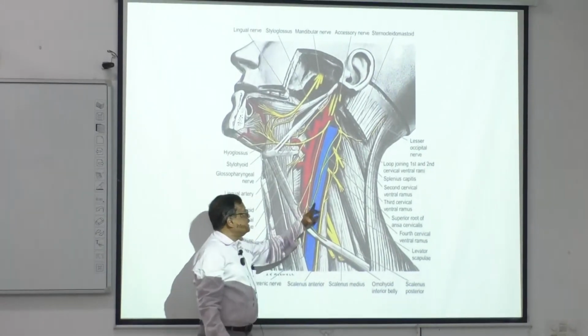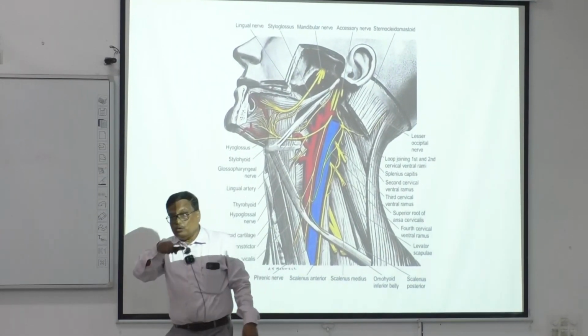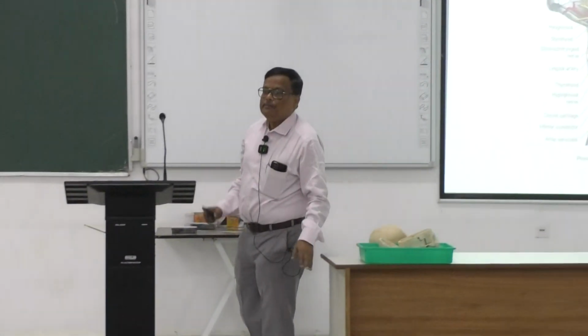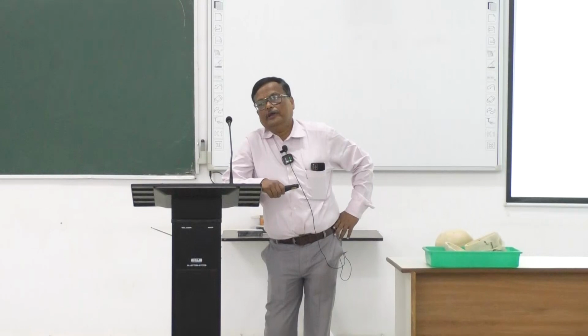And this is the external jugular vein. Here it is the most important vein, internal jugular vein.